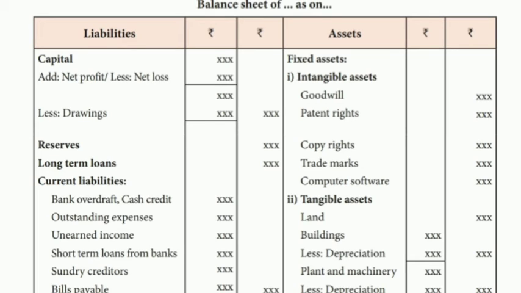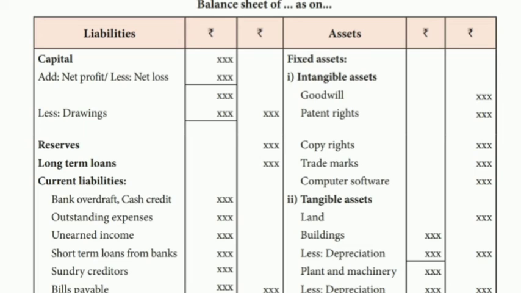Then when it comes to the asset side, the first one is fixed assets, intangible. They are untouchable, like goodwill, patents, copyrights, trademarks. If we want to register our logo, it comes under trademark. If you want to take a copyright for any of our products, we can put it under copyright. Patent rights: if you want to register any of our manufacturing patents, we register under patent rights. All these are assets which are unseen. Computer software is also unseen, it is loaded on a computer.